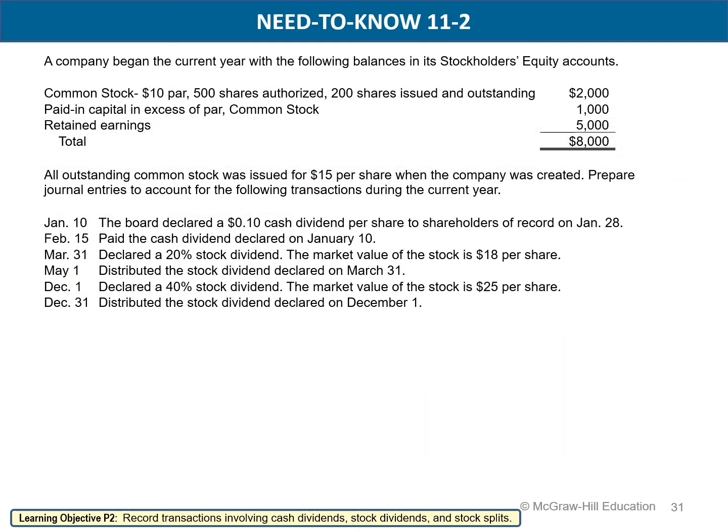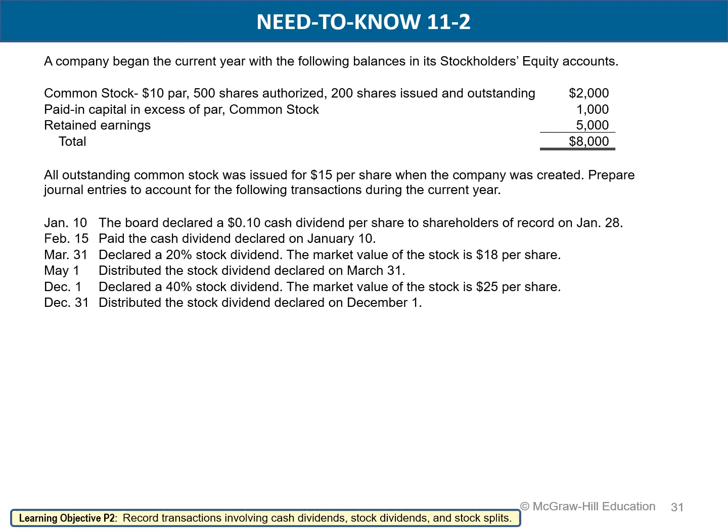So let's look at some examples. A company began the current year with the following balances in stockholder equity. All the outstanding common stock is issued for $15 per share when the company is created. Prepare the journal entries for the following transactions. So on January 10th, the board declared a 10-cent cash dividend per share to shareholders of record on January 28th.